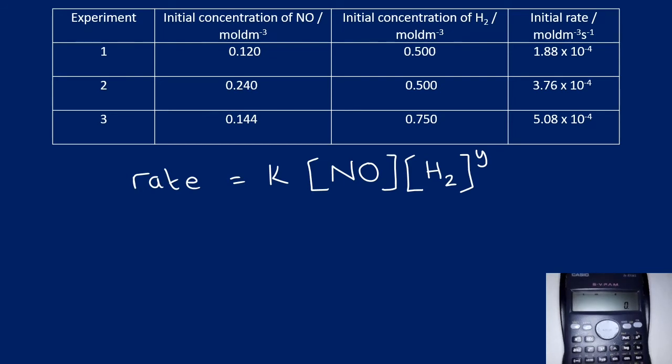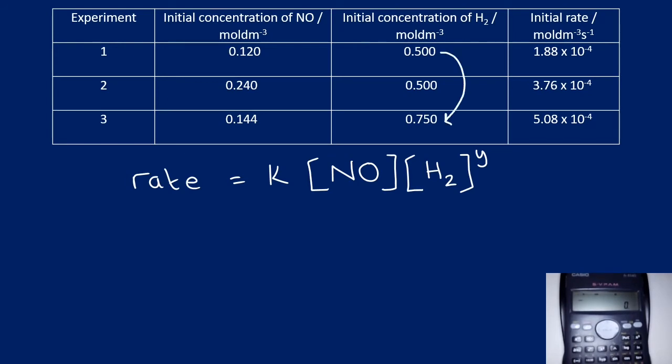So notice how in the rate equation, I have replaced x with 1. But when it's 1, we don't bother writing it, we just leave it blank. So it's first order with respect to NO, and we're unsure of the order with respect to H2. So what we need to do now is compare two experiments where the concentration of H2 changes. So I'm going to compare experiments 1 to 3.